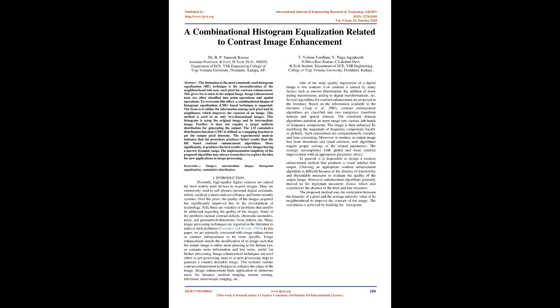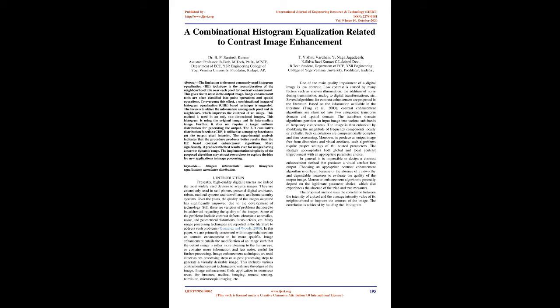This histogram is built using the original image and its intermediate image. Further, it does not require a target uniform distribution for generating the output. The 2D cumulative distribution function, CDF, is utilized as a mapping function to get the output pixel intensity. The experimental analysis indicates that the procedure produces better results than the HE-based contrast enhancement algorithms.